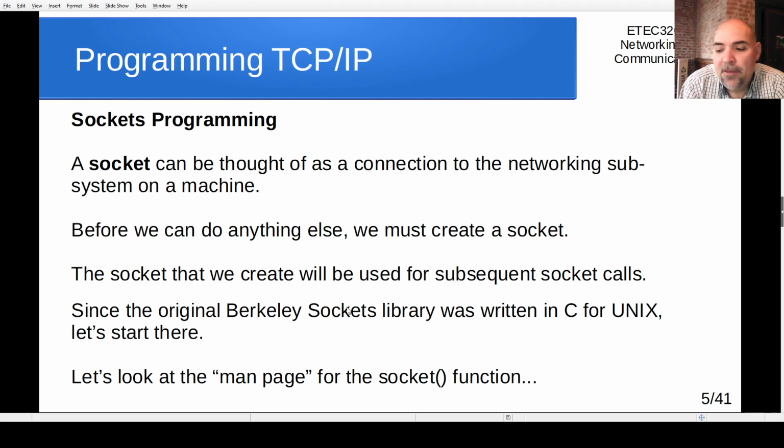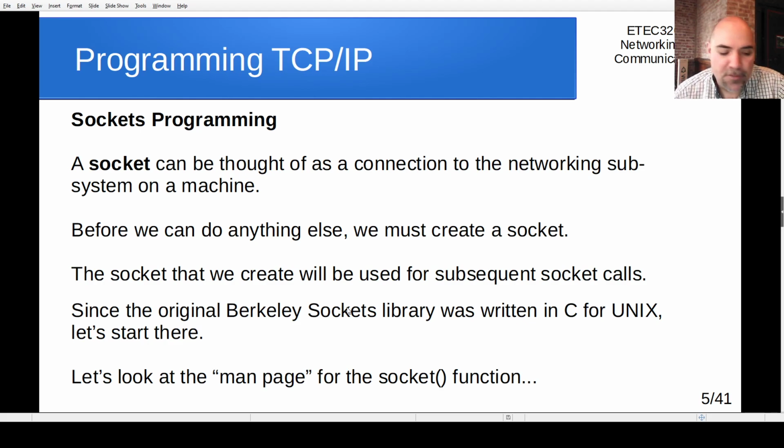So the original Berkeley sockets library was written in C language for Unix, and it's called the Berkeley sockets library because that's where it was built, University of California at Berkeley. Many years ago, sometime after TCP/IP was created, they created this library for interfacing with it. It's been refined over the years, but it's largely the same. So we're going to start with looking at how the sockets library works in C, C++, mostly C.